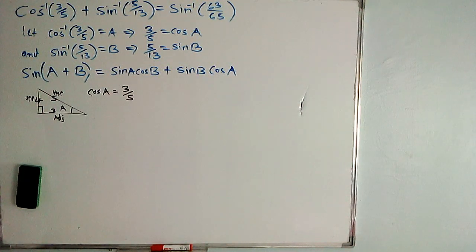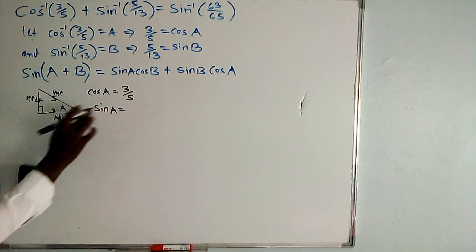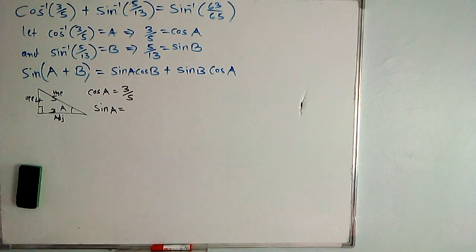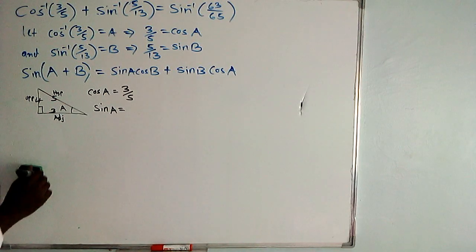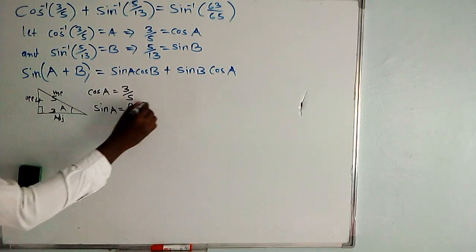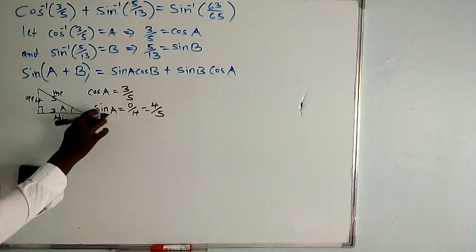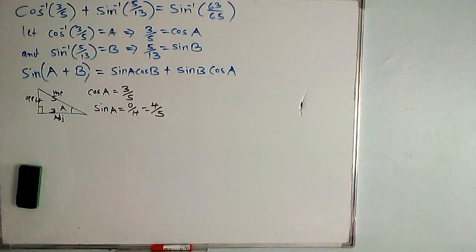Once you have all the sides, you can now get sine A. What is sine A from this triangle? Opposite over hypotenuse. So opposite is 4, over hypotenuse is 5. So we found sine A, which means we already have sine A and cos A.